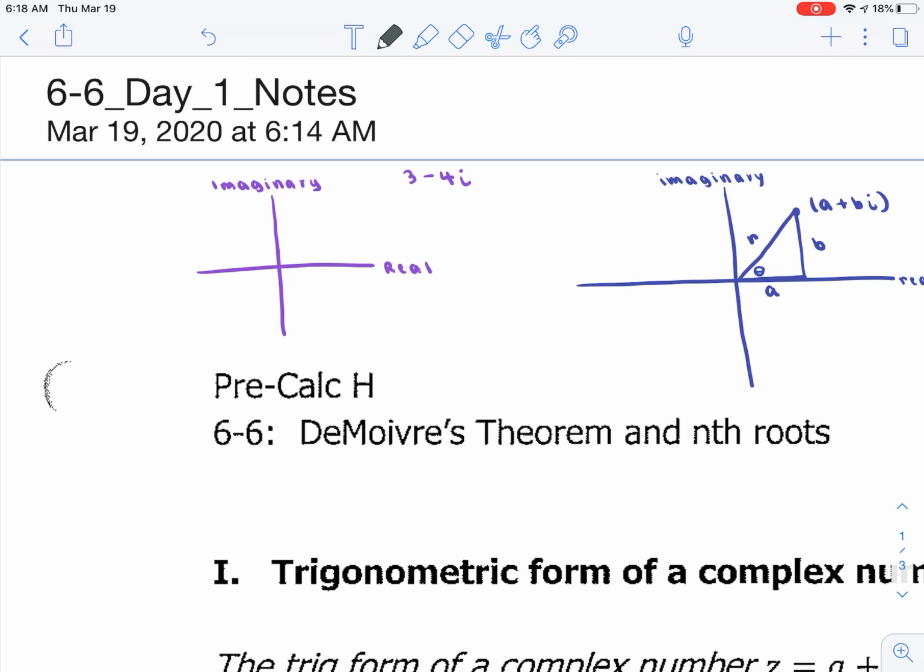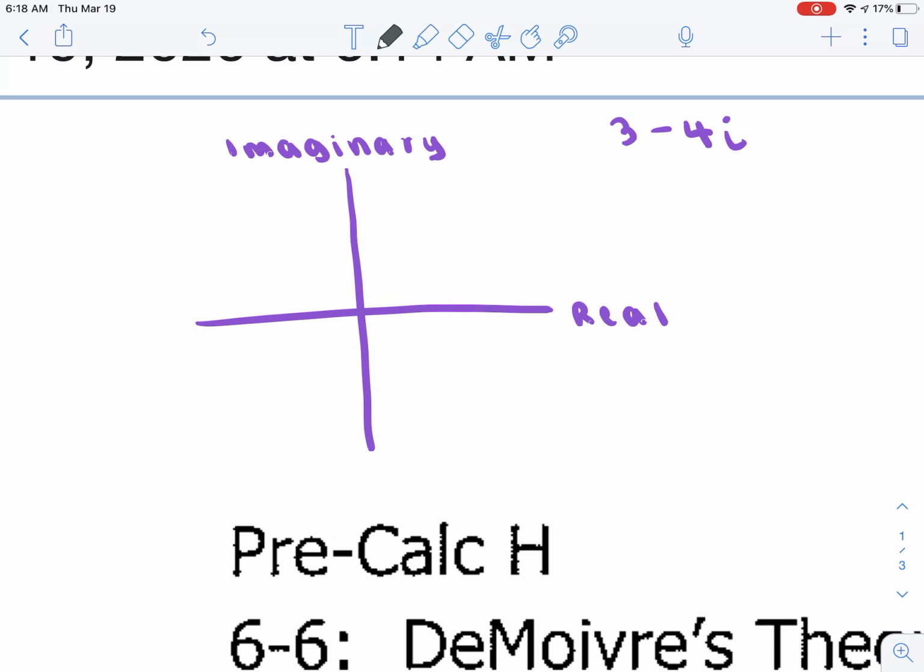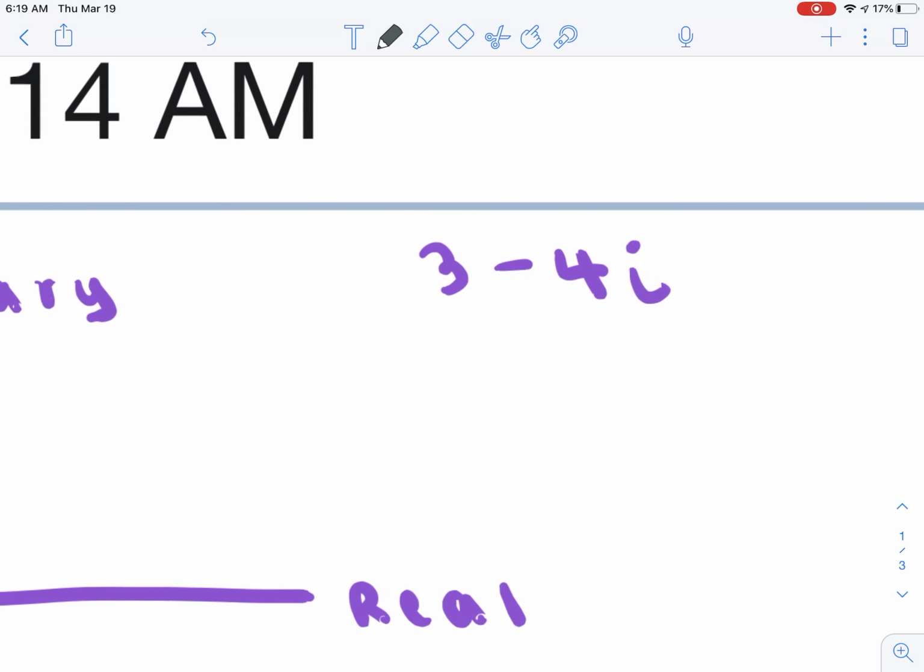The Pre-Calc Honors team decided to look at 6-5 after spring break, and this week we'll focus on 6-6. To introduce today's topic, we have to take a look back at imaginary numbers. Back in Algebra 2 with trig, you were asked to graph a complex number.